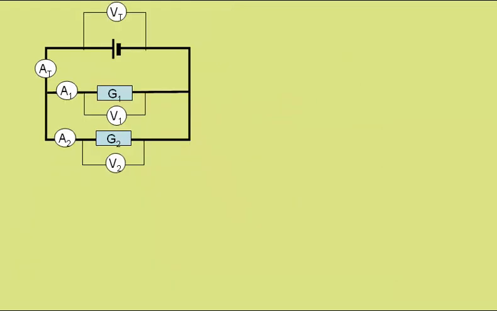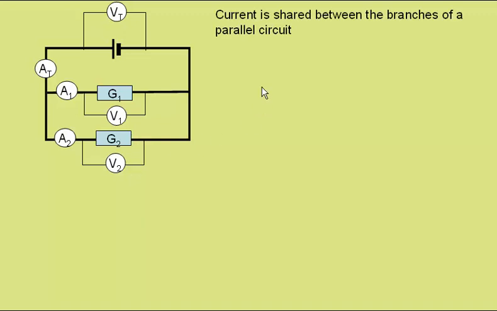Here we have a simple parallel circuit with our two resistors, again considered as conductors, in parallel. For a parallel circuit, the current is shared between the branches, and so we can write that the total current is equal to current 1 plus current 2. The current coming through here is equal to the sum of the currents through the branches.